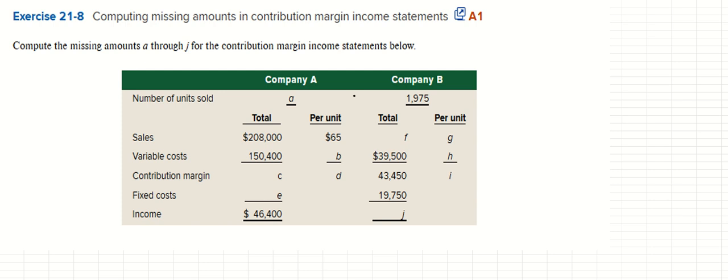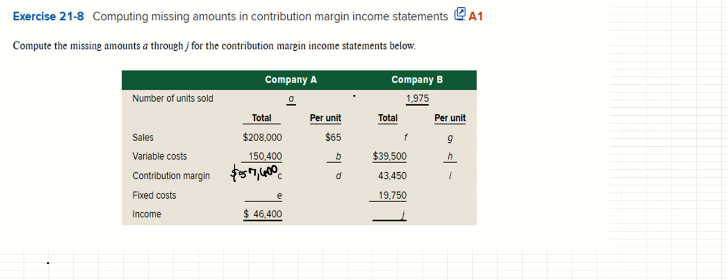They give us the total sales and then the total variable costs. Total sales, subtract out the total variable costs, is going to give us our total contribution margin. So I'm going to put in $208,000 in my calculator, subtracted by 150,400. That's going to give us $57,600.